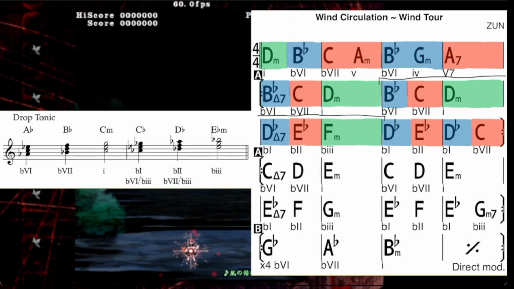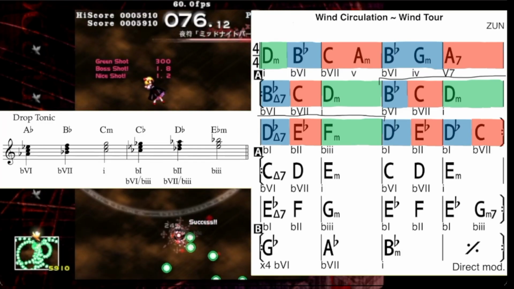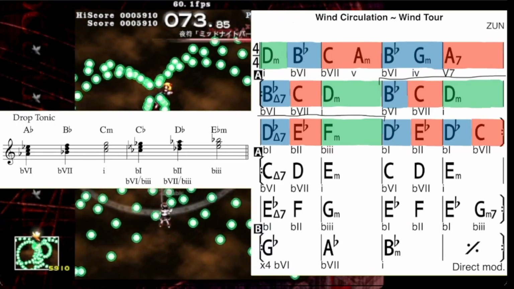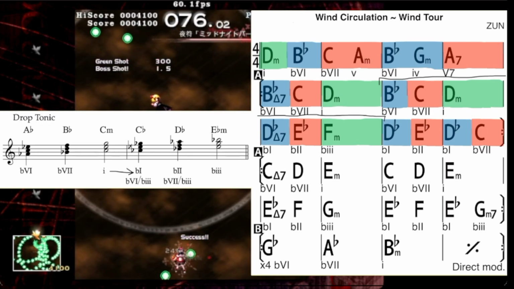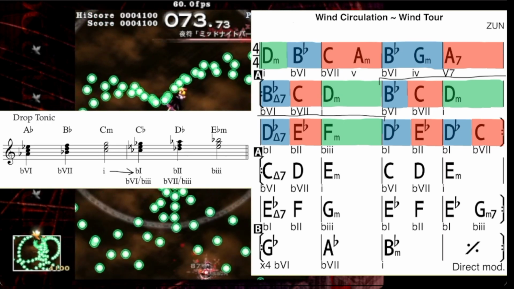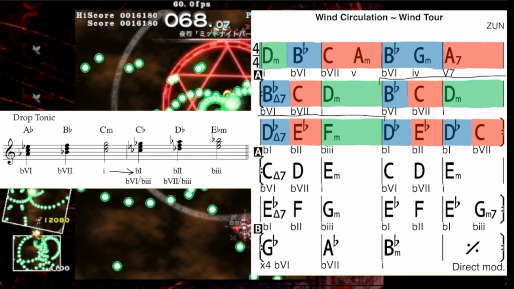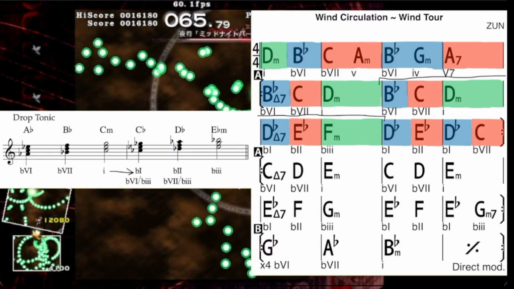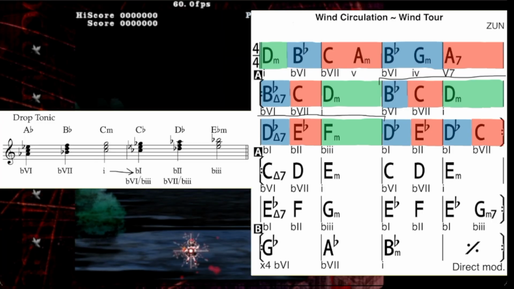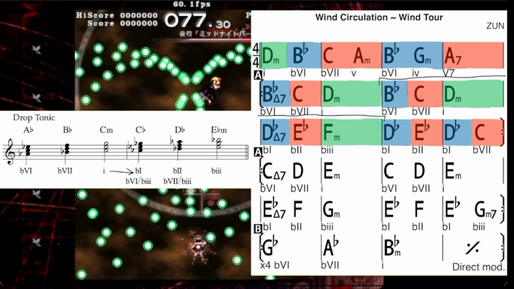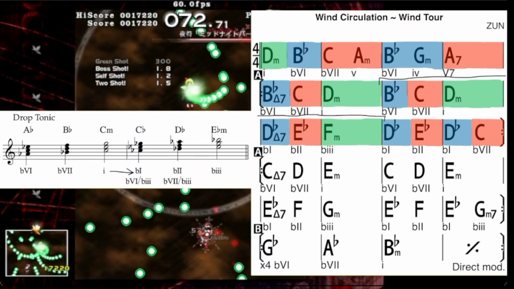In this section, we have flat 6, 7, 1, which repeats, but then from there, 1 goes down to flat 1. And it might seem unusual. How could you possibly use a flat 1 chord? Well, in this very specific context, it actually makes a lot of sense. That's because flat 1 is functioning as flat 6.